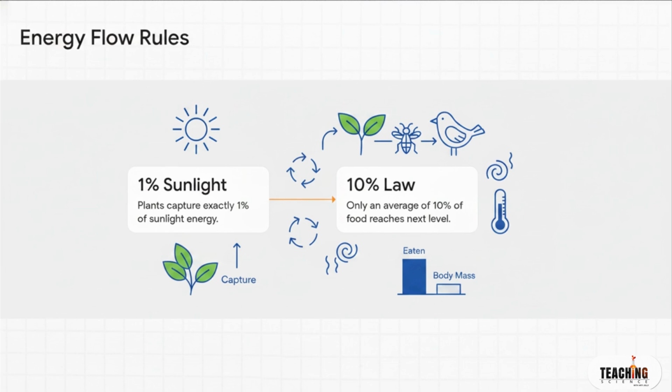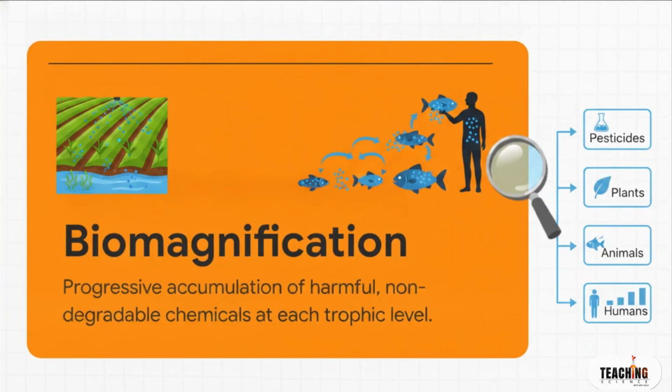Because so little energy makes it up the ladder, food chains generally have to stop at just 3 or 4 steps. So the really crucial point here is that while energy decreases as we go up the food chain, something else actually increases. Toxic chemicals.